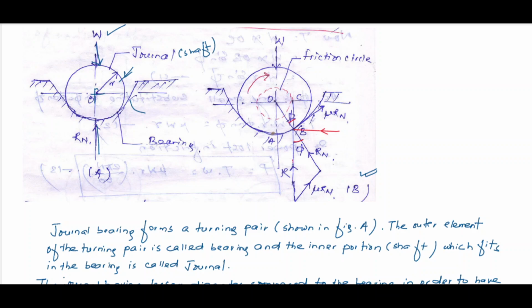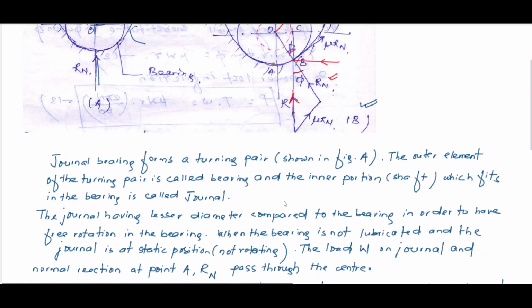Then here in the figure we can see this R is the resultant of this Rn, that is the normal reaction, and the force of friction, that is mu Rn, and the angle between R and Rn is phi. The point of contact has been shifted from point A to this point B. W is the load acting, and small r is the radius of the shaft, or of the journal, and the direction of rotation is clockwise.